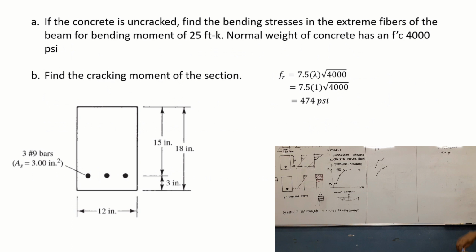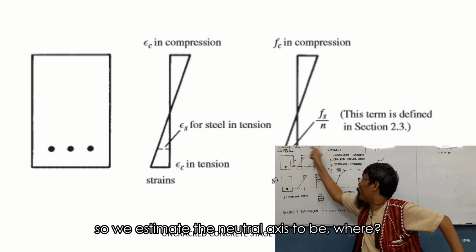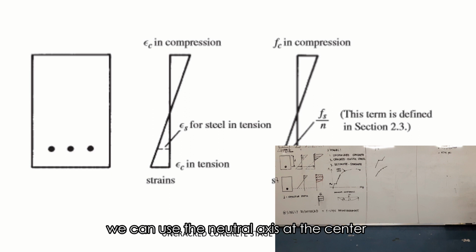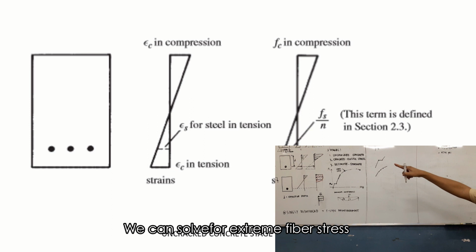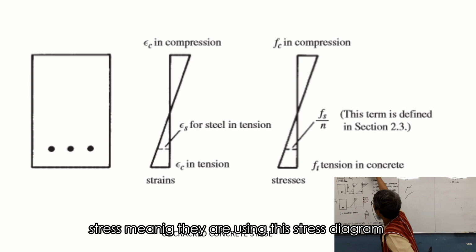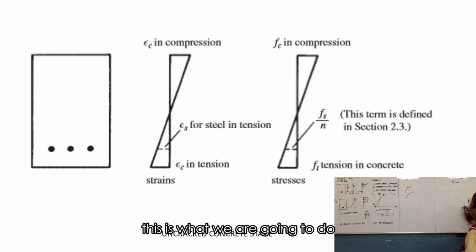If the concrete is uncracked, we are using this. So we can estimate the neutral axis to be at the center. We can use the neutral axis there, at the center. So for the extreme fiber stress, we are using this stress diagram. How much is this and how much is this? That is the question. This is what we are going to do.